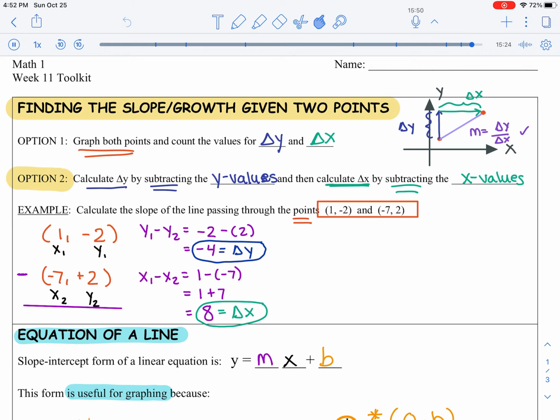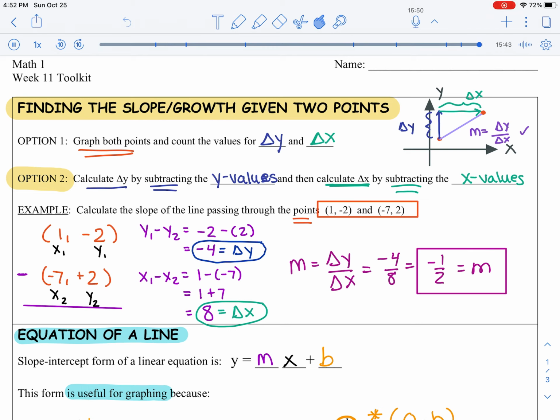So then my slope, my growth rate, equals the change in y divided by the change in x, which is negative 4 over 8, or negative 1/2. And there you have it, the slope of a line passing through the points 1, negative 2, and negative 7, 2.